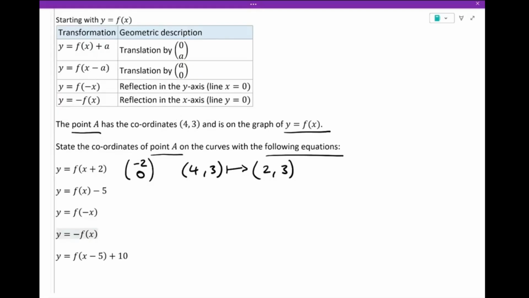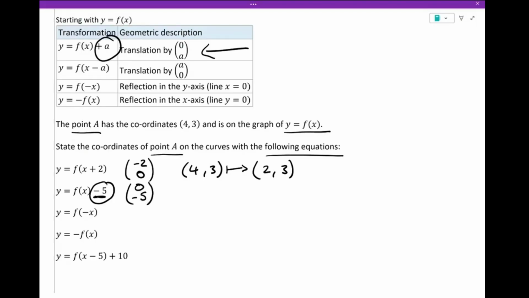Let's have a look at our second one then. This one, we have a subtract 5 outside of the brackets of the f of x. So it seems it's going to be a translation again because we're subtracting. And this time, because the number is written outside, it's going to be this transformation here. So it's going to be a translation, and the vector is 0 for the horizontal component, and then the plus a, which in this case is the -5, that is our vertical component.